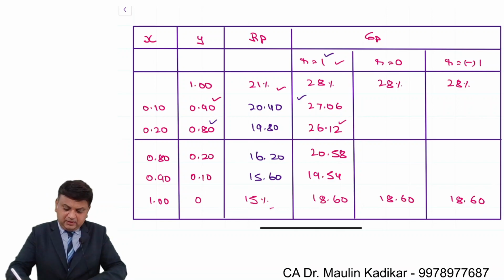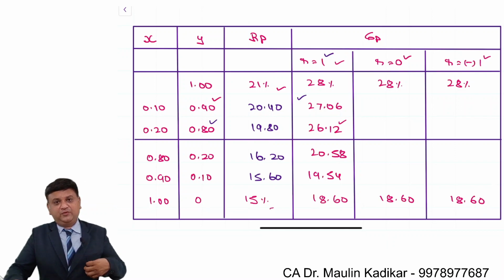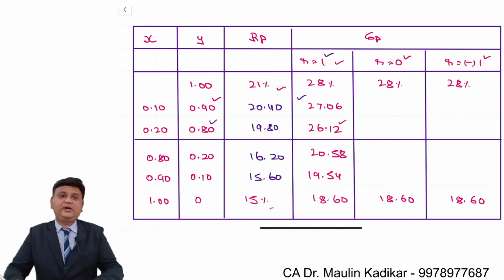Now friends, what will happen when r is equal to 0 and when r is equal to negative 1? Then we will not have the simple weighted average. Why? Because in that case we are required to use the formula, and so we are required to compute the standard deviation. That is what we understand.